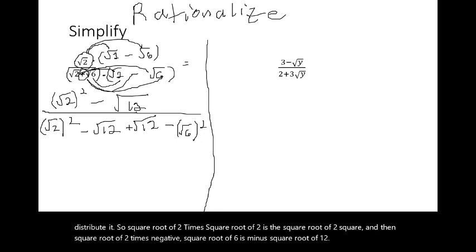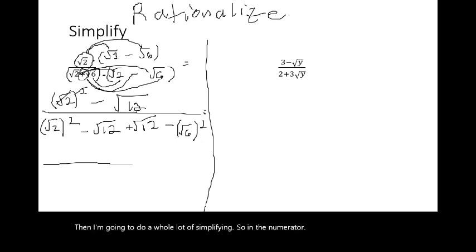Then I'm going to do a whole lot of simplifying. In the numerator, square root and square cancel each other out, leaving you with 2. Now this square root of 12 can simplify. I will leave you to simplify that since I am out of room. It actually simplifies to 2 square root of 3. If you need a refresher on how to simplify something like the square root of 12, please see the section 10.1 video on simplifying square roots.